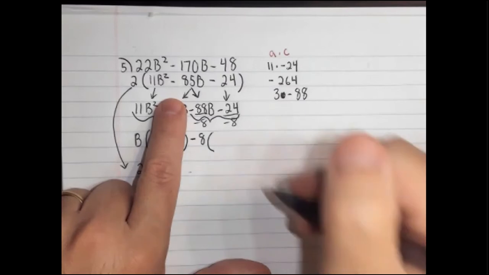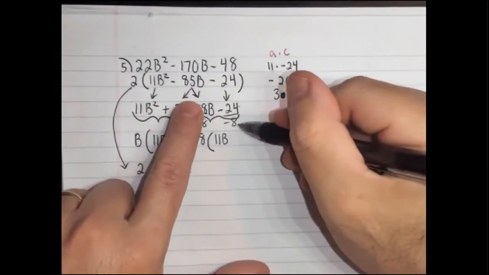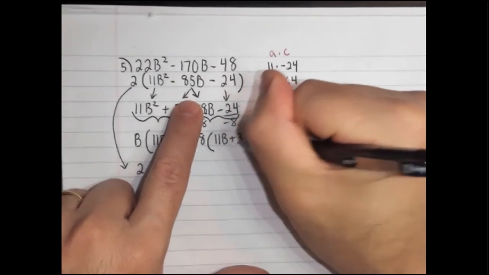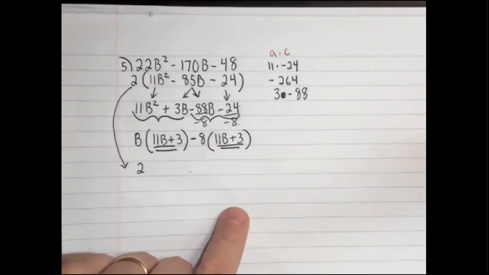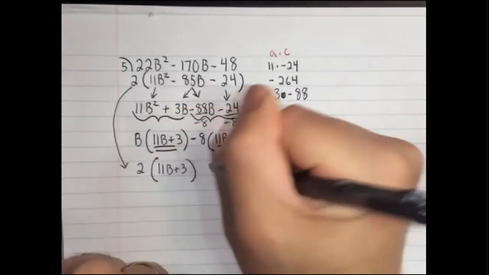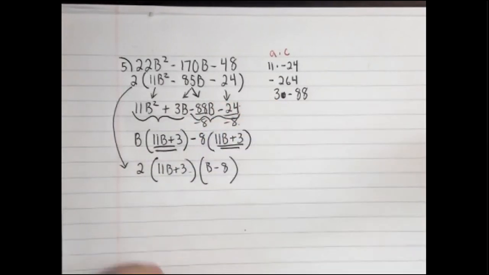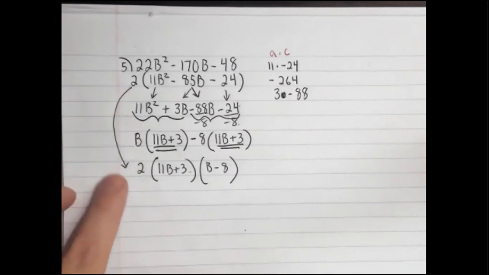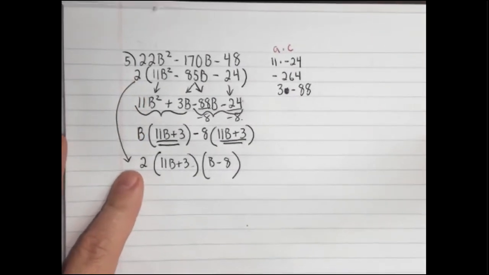So 88 divided by 8 gives me positive 11b. Negative 24 divided by negative 8 gives me a positive 3. We have those the same, so we go 11b plus 3, and then b minus 8. That time I did remember to bring down the 2 into my final answer.